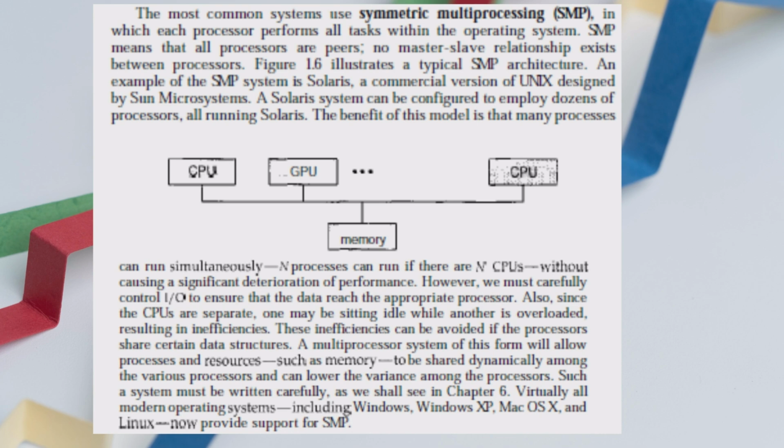Also, since the CPUs are separate, one may be sitting idle while another is overloaded, resulting in inefficiencies. These inefficiencies can be avoided if the processors share certain data structures. A multiprocessor system of this form will allow processors and resources such as memory to be shared dynamically among the various processors and can lower the variance among the processors. Such a system must be written carefully, as we shall see in chapter 6. Virtually all modern operating systems, including Windows, Windows XP, Mac OS X, and Linux, now provide support for SMP.